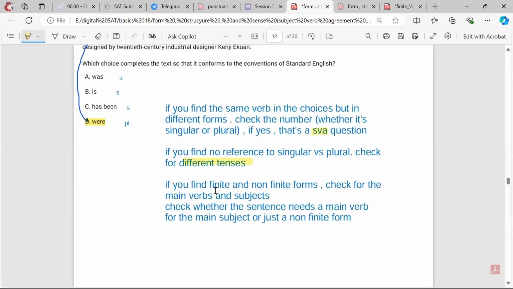If you find the finite and non-finite forms in the choices, check for the main verbs and subjects. If you find that all the main subjects have their own main verbs, then you will go for non-finite forms, since you don't need any main verbs that show tenses.